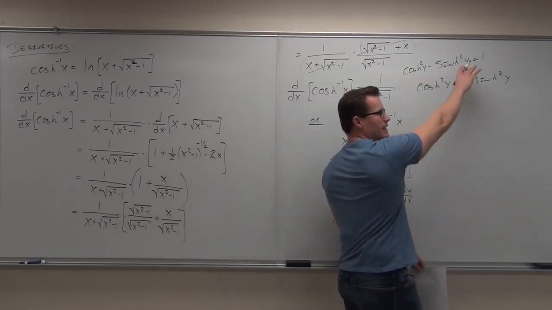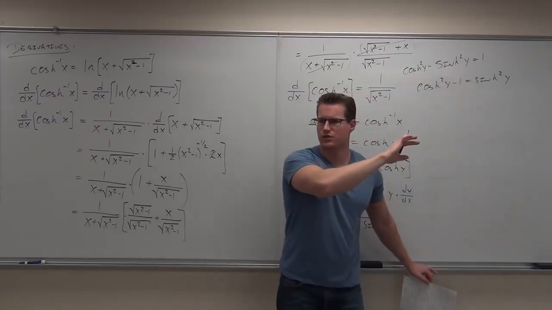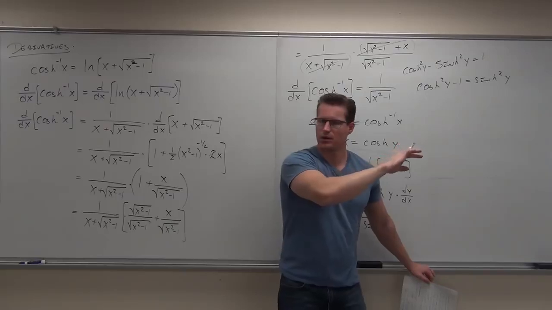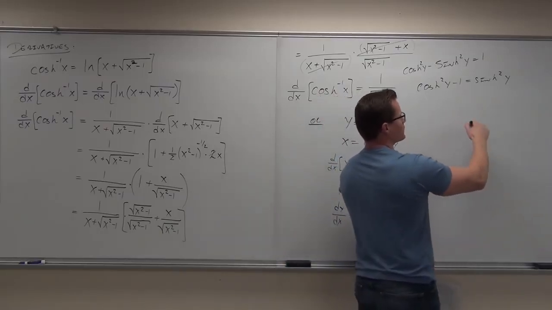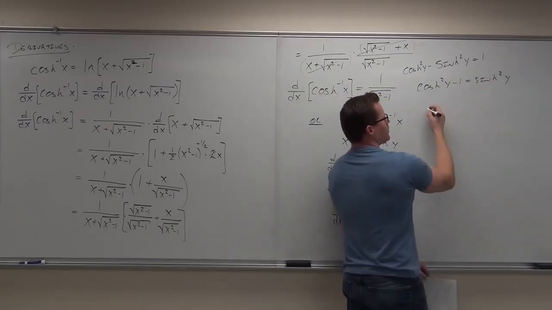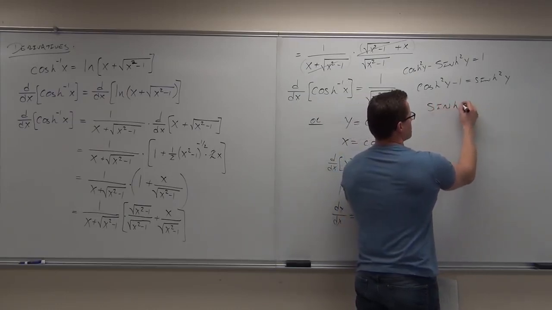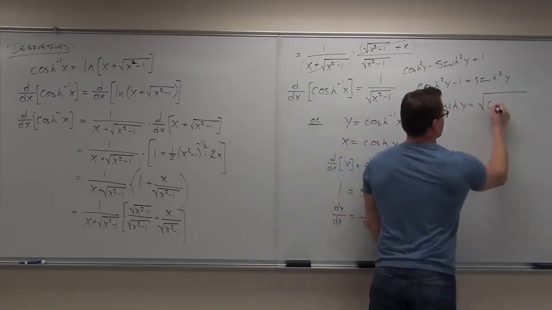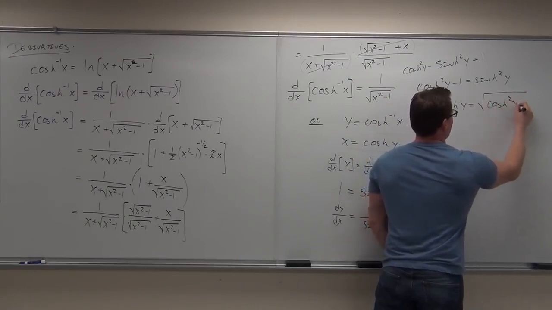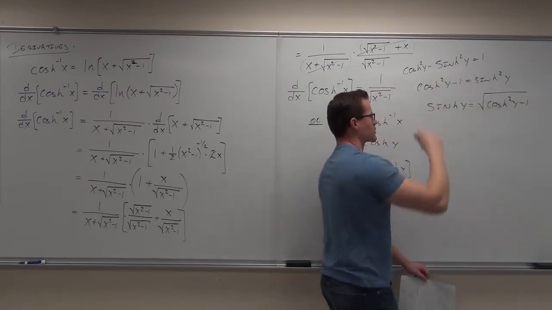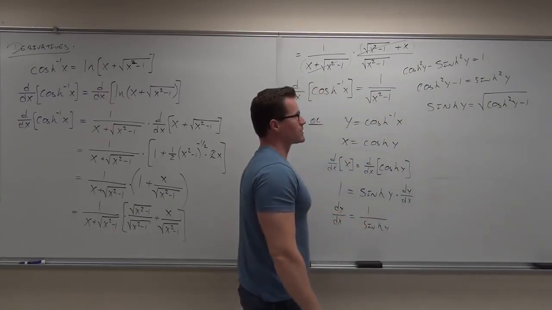This is an identity I gave you like the first day we had this stuff. Do you remember that one? Hopefully you do. Look at the video if you didn't. It's the very beginning video. Take a square root on both sides and we get sinh y equals square root cosh squared y minus 1. I switched sides and took a square root. And that's exactly what this thing is.